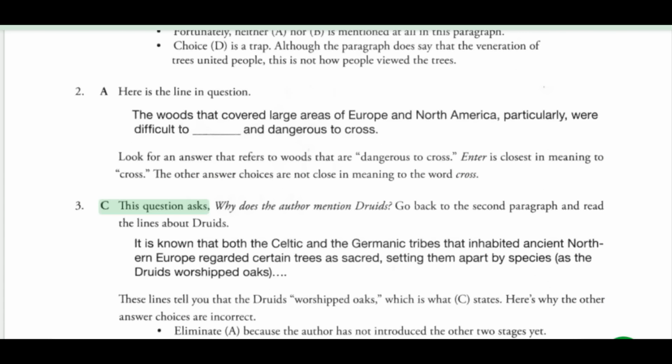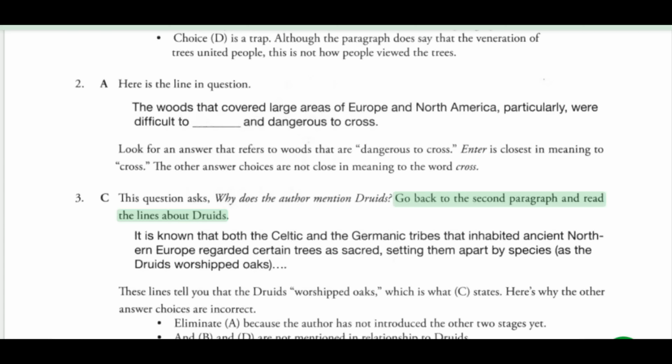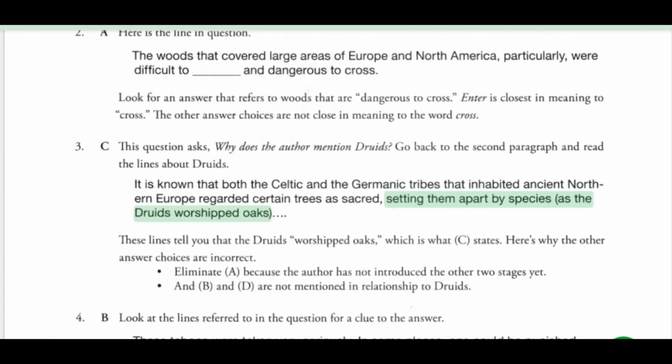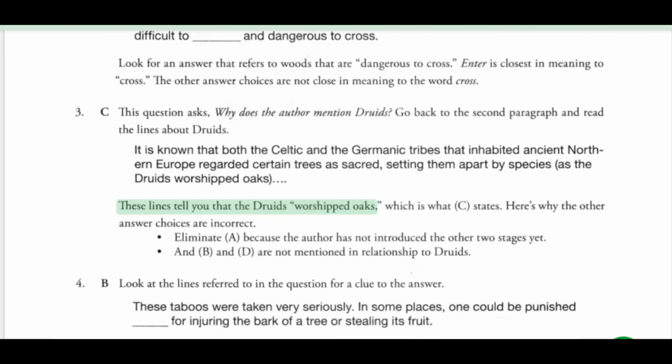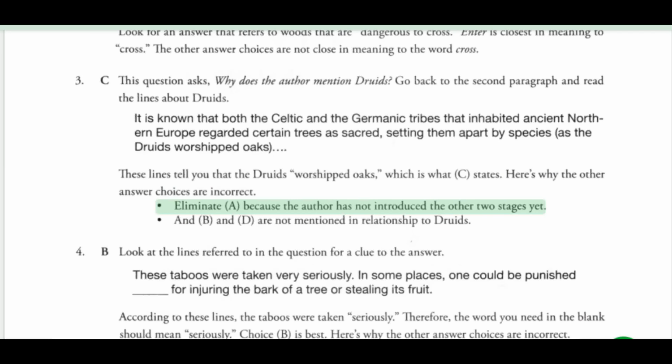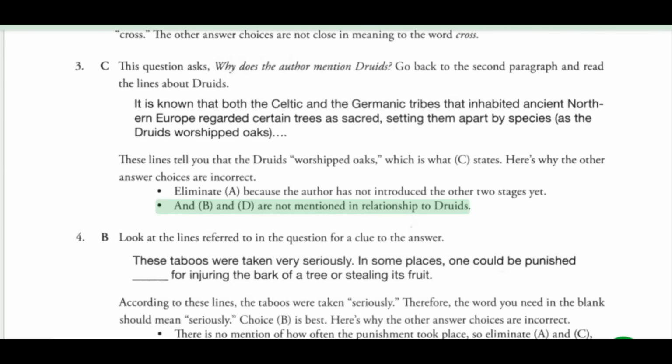3. C. This question asks about where the author mentioned Druids. Go back to the second paragraph and read the lines about Druids. "It is known that both the Celtic and the Germanic tribes that inhabited ancient northern Europe regarded certain trees as sacred, setting them apart by species, as the Druids worshipped oaks." These lines tell you that the Druids worshipped oaks, which is what C states. Here's why the other answer choices are incorrect. Eliminate A because the author has not introduced the other two stages yet. And B and D are not mentioned in relationship to Druids.